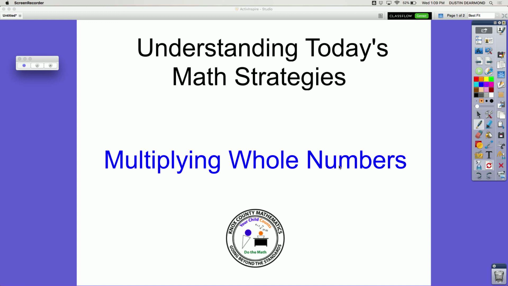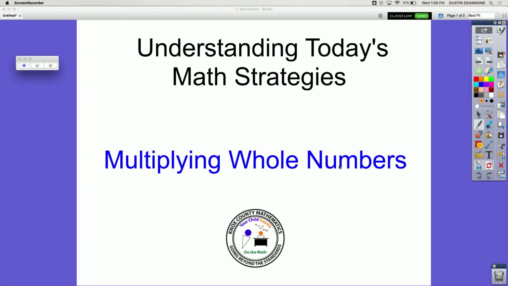So today we want to talk about multiplying whole numbers. In the past, as adults, we learned in school through memorizing our times tables and moving straight to the standard algorithm. And we struggled with a little bit of what was actually happening when we multiplied by multi-digit numbers.